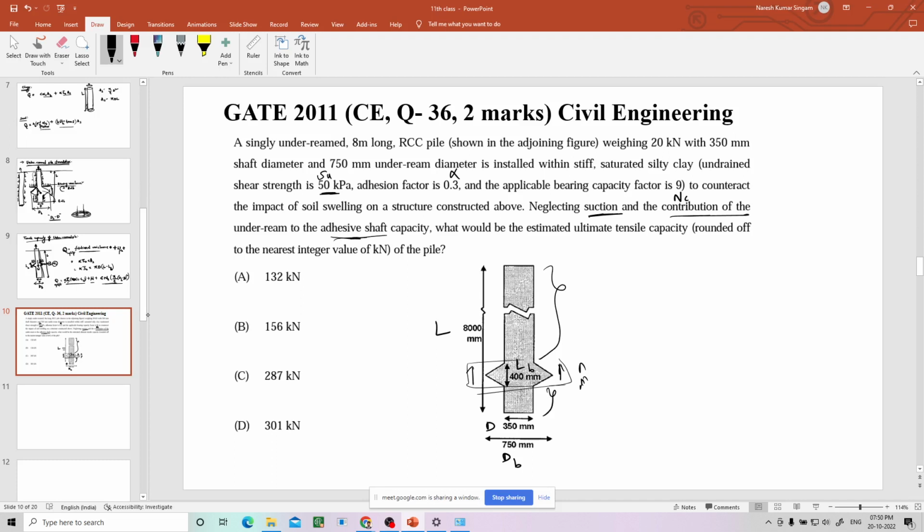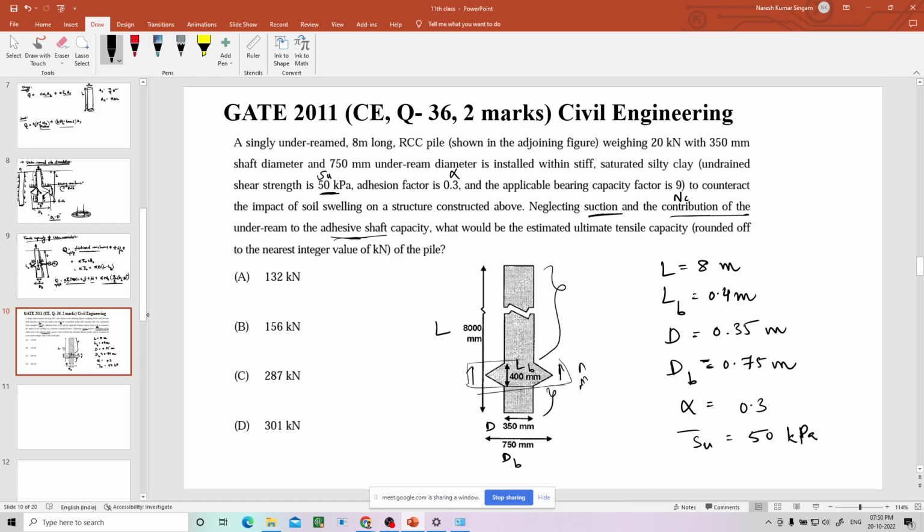So what would be the estimated ultimate tensile capacity of the pile? So we'll just note down values. You know L is 8 meters. You know LB is 0.4 meter. You know D is 0.35 meter. You know DB is 0.75 meter. And alpha is given as 0.3, SU bar or SU equal to 50 kPa. Bearing capacity NC is given as 9.